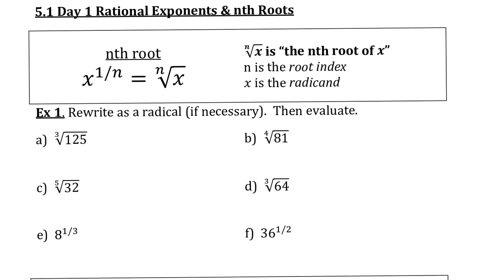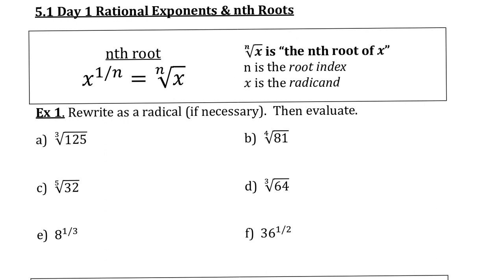Okay, here's the definition of nth root. If I do x to the 1 over n, that's the nth root of x. If this is a 3, we say the third root of x. If it's a 4, we say the fourth root of x. If the index is blank, as it often is, that means the square root of x. Okay, n is called the root index, x is called the radicand.